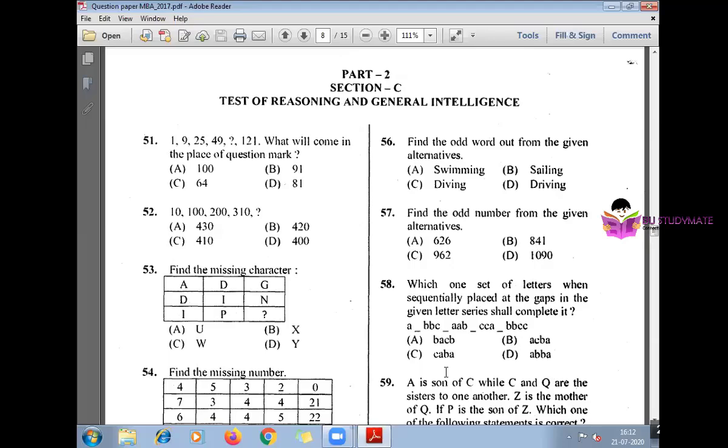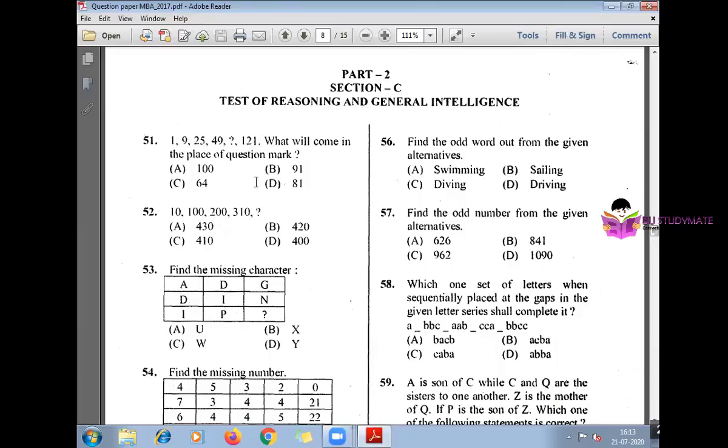And one request to all of you, please don't type the answer immediately when you see the question. First we shall analyze the questions, and once I ask you to share your answer, you can then type the answers. As soon as you see the question, please don't type the answer, because others might get confused or some other people might not be able to understand the reason for that. That's why. Okay, 195. See, they have given the question numbers 1, 9, 25, 49, question mark, and 121.